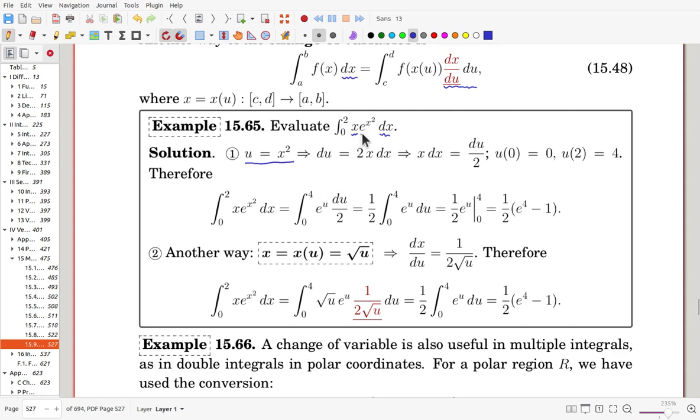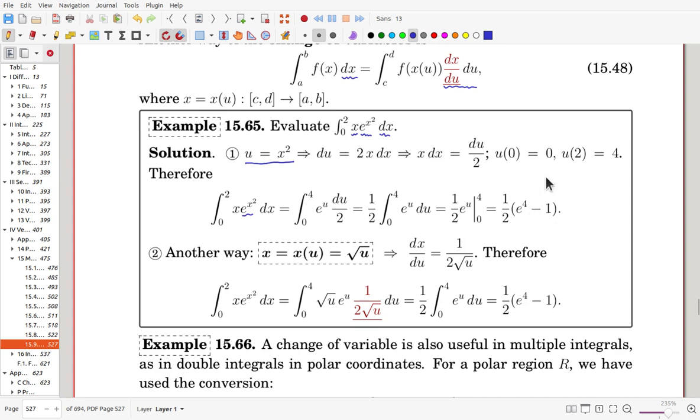And this portion is e to the u, and x dx is the same as half du. So the half can come out, and we have the integral from 0 to 4 of e to the u du. The antiderivative of this exponential function is the same as the original function. So we recheck this one, and after evaluation, we can get this final answer.